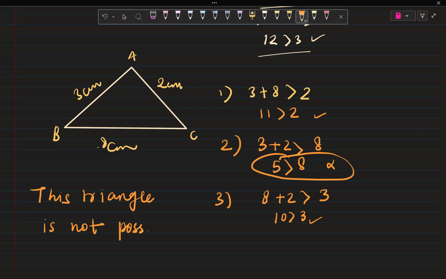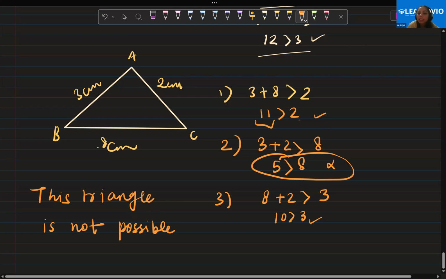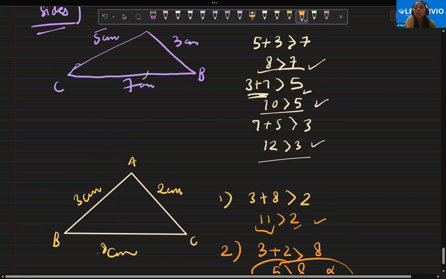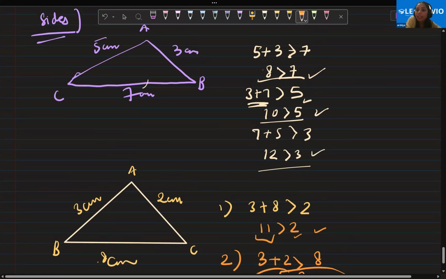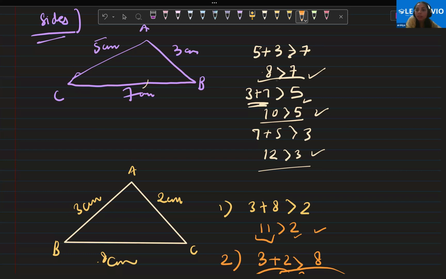Ma'am, I don't understand how we find which answer is correct or not. See, the sum should be greater than the individual side, right? So in the previous example, when we were adding and getting the answer, that was greater than the third side. So 5 plus 3, 8 was greater than the third side, 7. Here also when we added, we got 10, which was greater than 5. This also, 12 was greater than 3, correct?